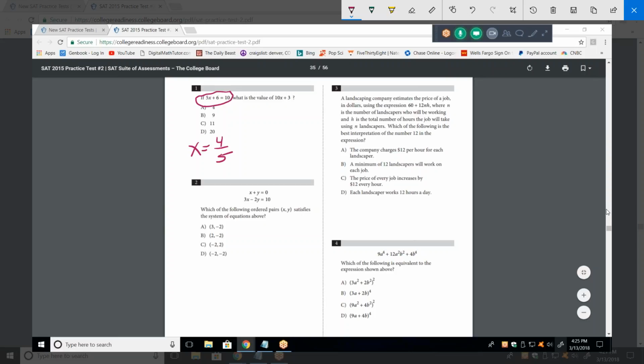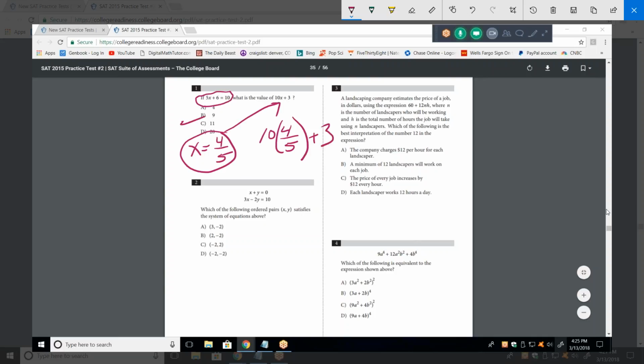Okay? Once you've solved for x, now plug that into that one. Do the math and come up with the answer. It's 10 times 4/5 plus 3. What is that? 11.